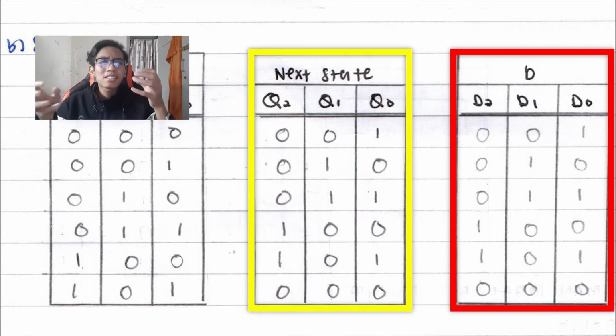Why do we make a next state table? Because basically when we find the next state, we want to find the input table. So if we want to search for the input table, we need to make the next state table first in order to find the input for the flip-flop circuit that we are going to do after this. Before that, we need to make a K-map and then the circuit.